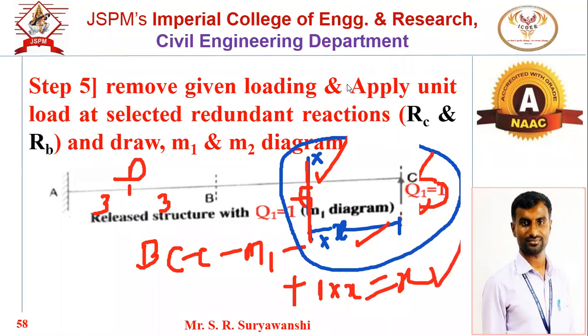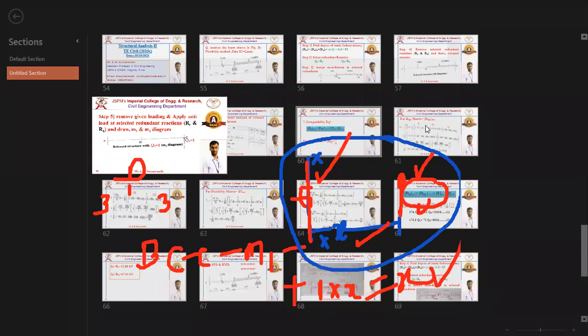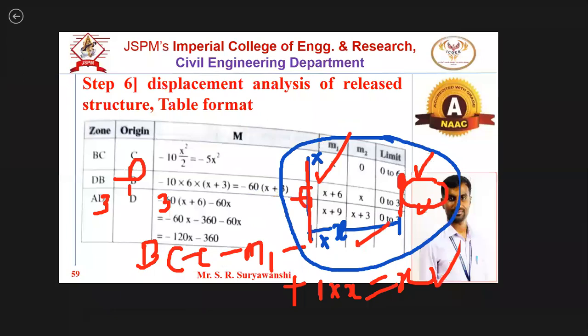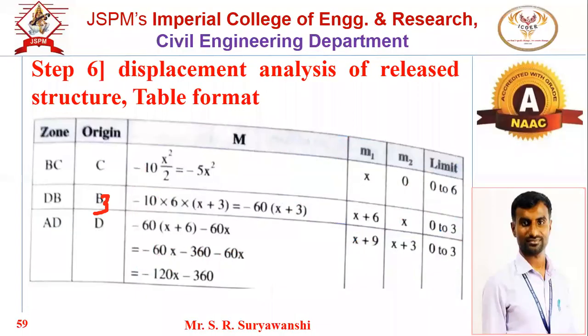And if you refer to the table, for M1 the bending moment is x. So how is that x? Take the section line in between the BC zone and take the distance x from the origin C. Right portion, anti-clockwise, positive, 1 into x, x. Now next is what?